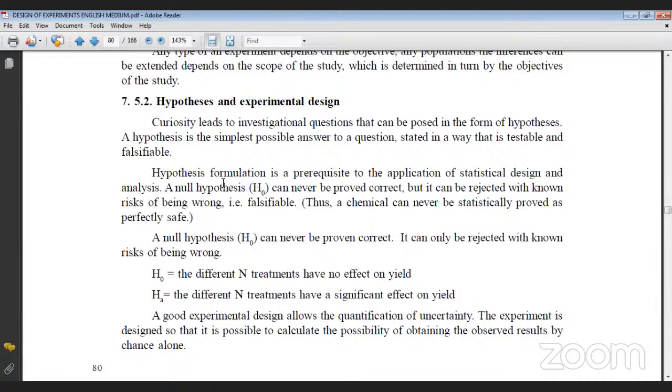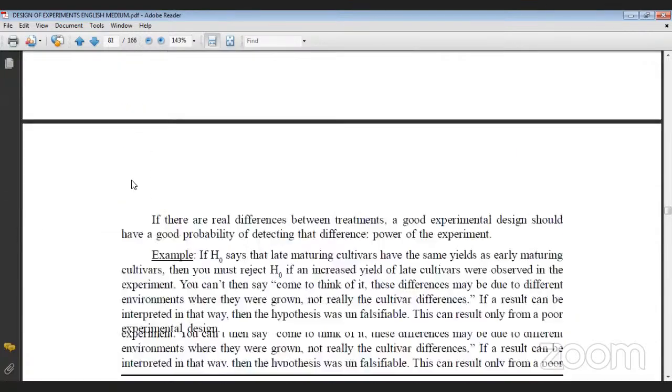The different N treatments have no effect on the yield. Alternatively, the different N treatments have a significant effect. There is no effect for the null hypothesis, and the alternative is a significant effect on yield. So, experimental design, we can take here, allows the quantification of uncertainty. The experiment is designed so that the possibility to observe the results by chance alone is known.